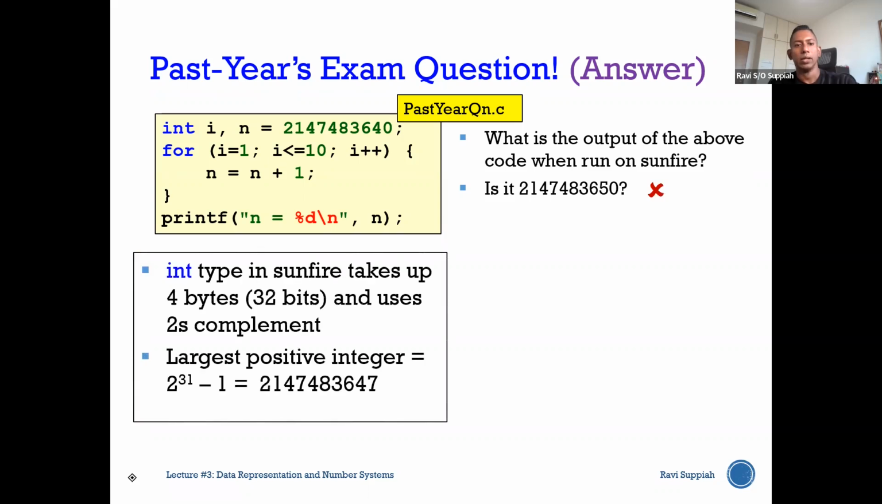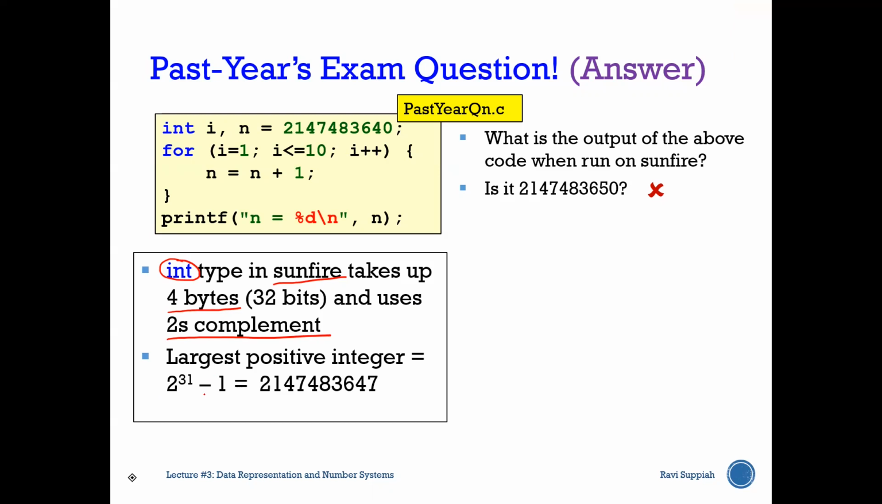Okay, so this again comes down to the specific system you're going to run this on. For example, if you use Sunfire, the compiler uses 4 bytes to represent your integer data type. So if it uses 4 bytes, and since 2's complement is the default, the largest positive number is given by this.